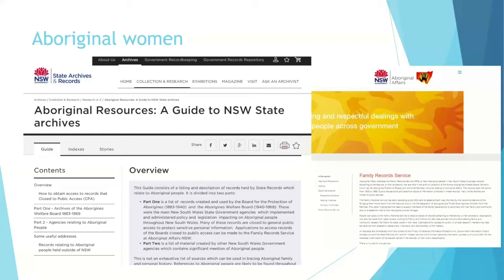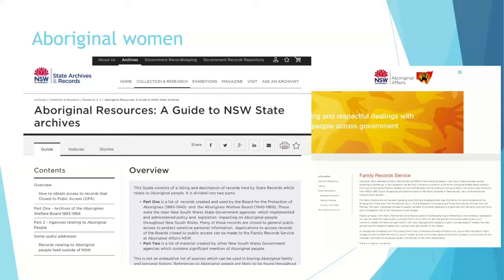And just to be aware too that we hold the records of the Aborigines Welfare Board. Many of those that show names of individual people are closed to public access for 100 years. So once they're over 100 years old, you can access them. But when they're younger than 100 years, you need to get permission from Aboriginal Affairs New South Wales. Now, Aboriginal Affairs New South Wales have a family records service, and they have indexed the records of the Aborigines Welfare Board.